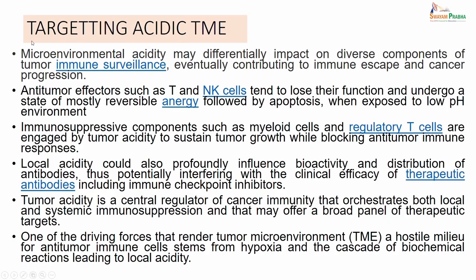Now, after we have seen how HIF-1 alpha can be targeted, let us see how we can target the acidic tumor microenvironment. As we saw, the microenvironmental acidity may differentially impact the diverse components of the tumor immune surveillance, eventually leading to tumor escape and cancer progression. So, the main important mechanism here is that the tumor immune surveillance fails. The anti-tumor effectors like the T cells and the NK cells tend to lose their function. They undergo a state of reversible anergy, which is followed by apoptosis when exposed to a low pH environment. So, in a low pH environment, the T cells and the NK cells lose their function and they undergo apoptosis. The immunosuppressive components such as the myeloid cells and the regulatory T cells, the TREGs as we saw, are engaged by the tumor acidity to sustain the tumor growth while blocking the anti-tumor immune responses.